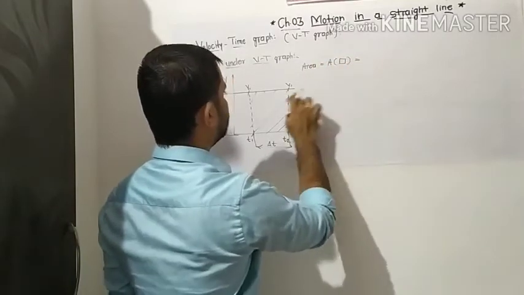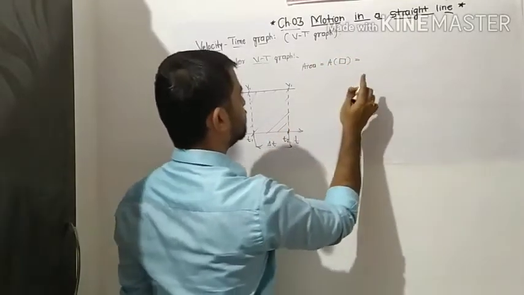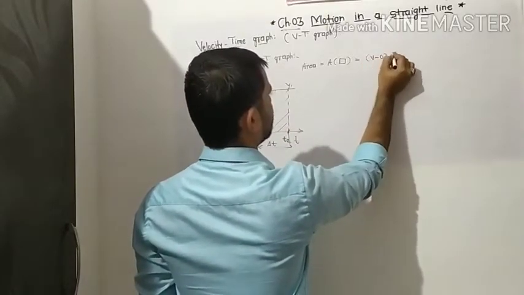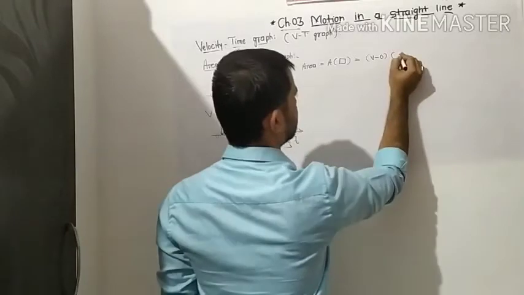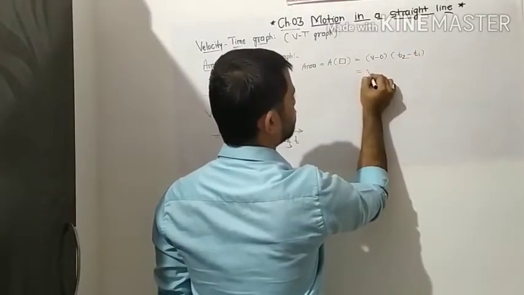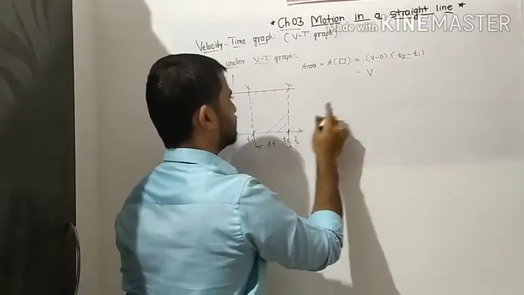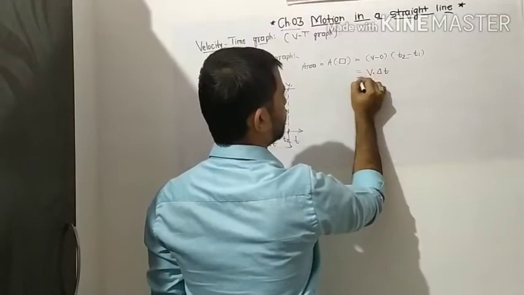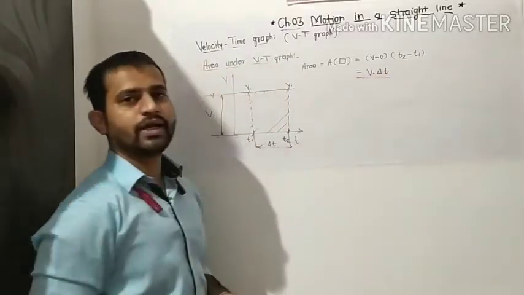What is the length? Length is equal to v minus 0, into t2 minus t1. What is v minus 0? It is v, and t2 minus t1 we have considered as delta t. So we have the term v into delta t.